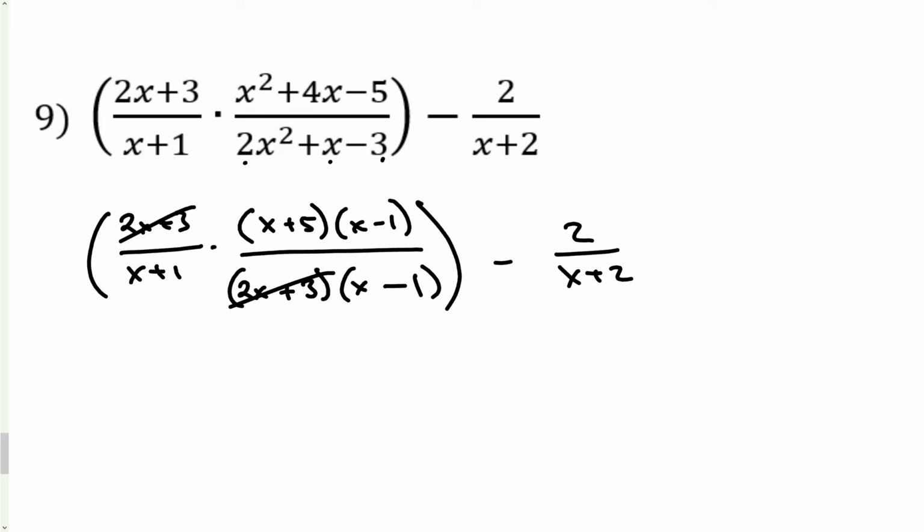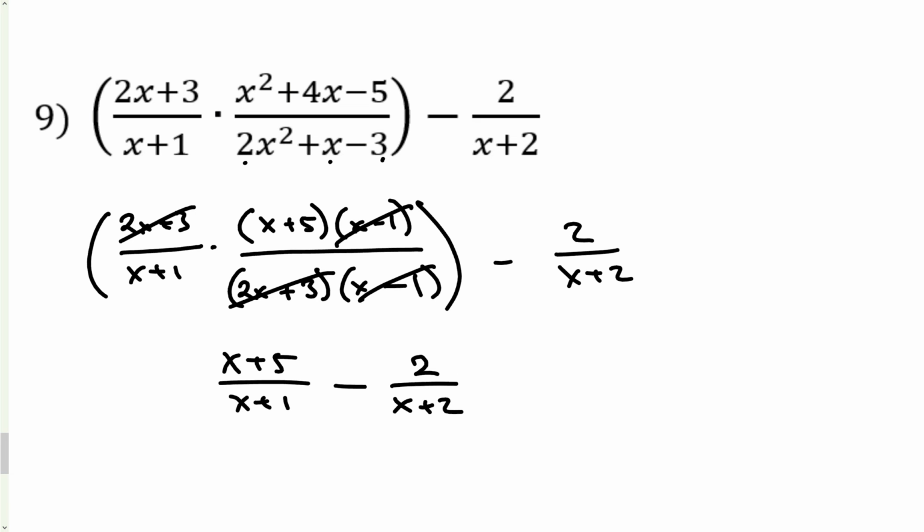Let's double check that. -5, +5 minus 1. Okay. So, oh, wait, -1. Cancel there, cancel there. Okay, I knew I was missing something. All right, so now we have x plus 5 over x plus 1 minus 2 over x plus 2.